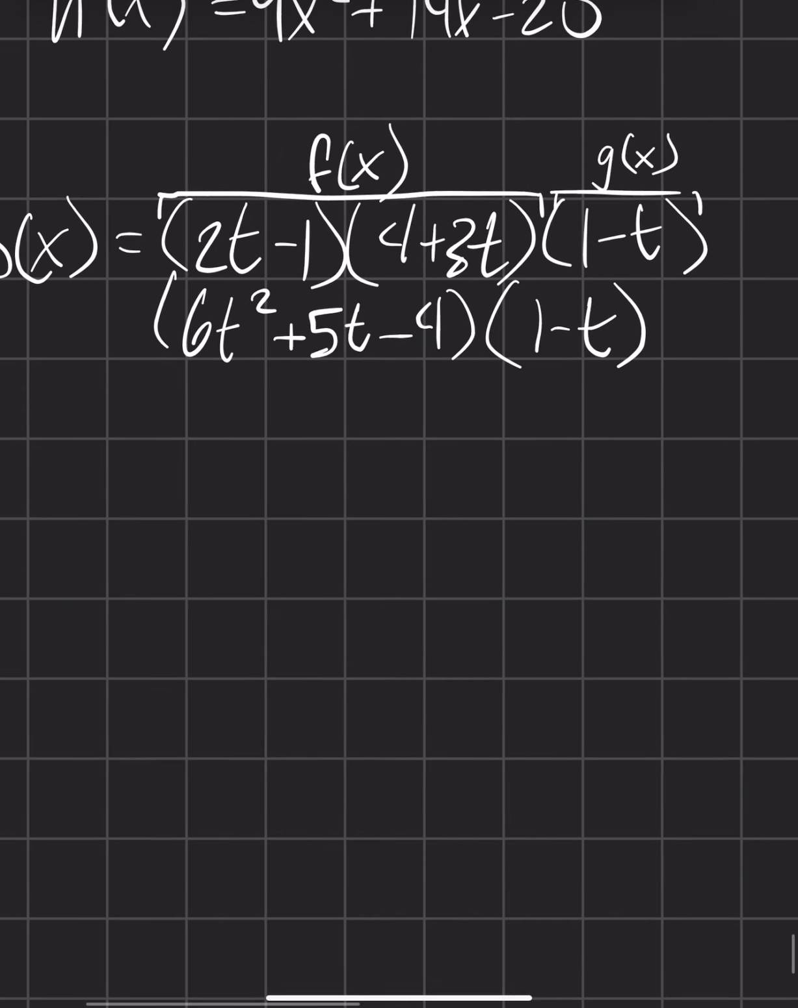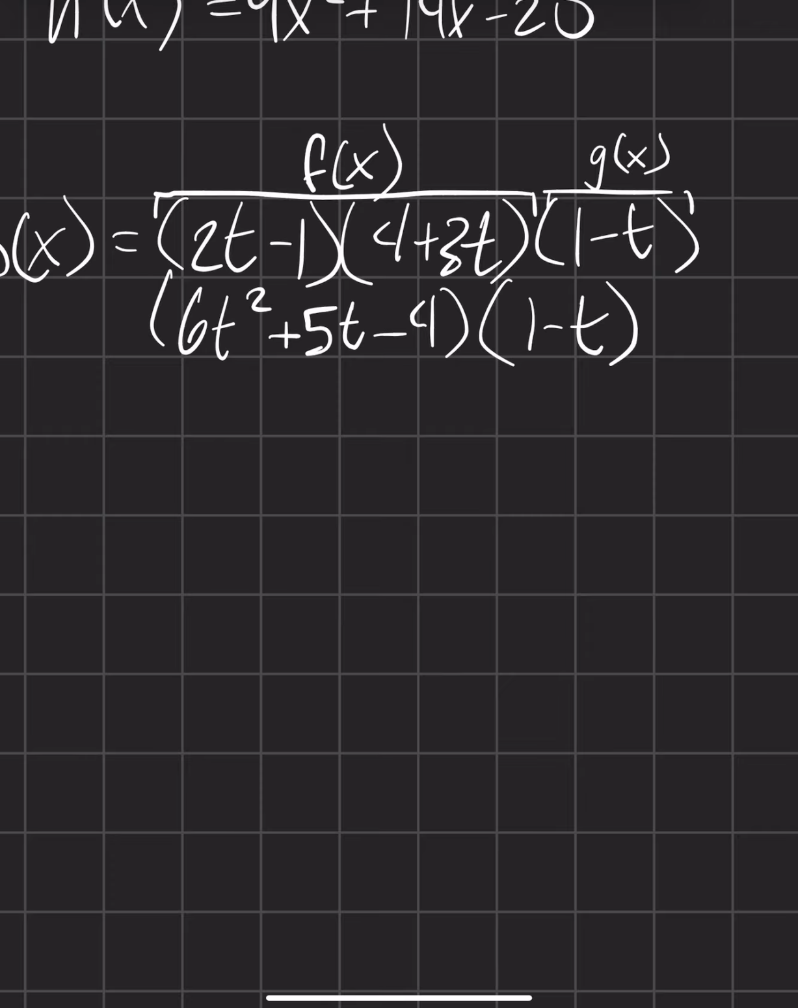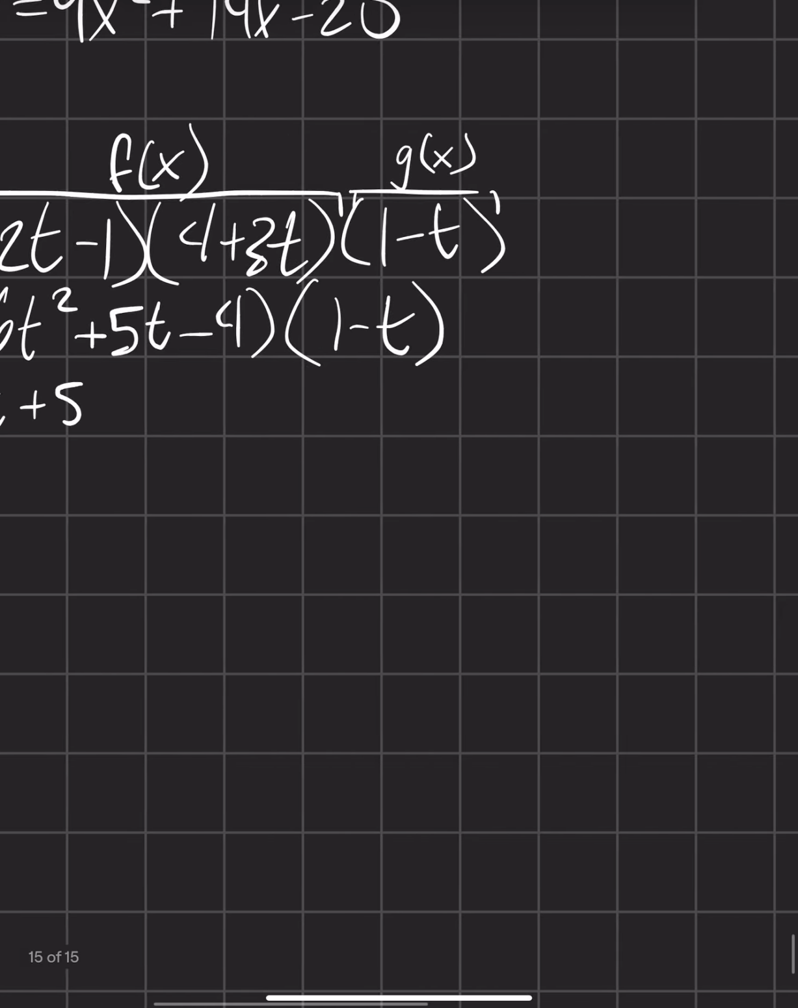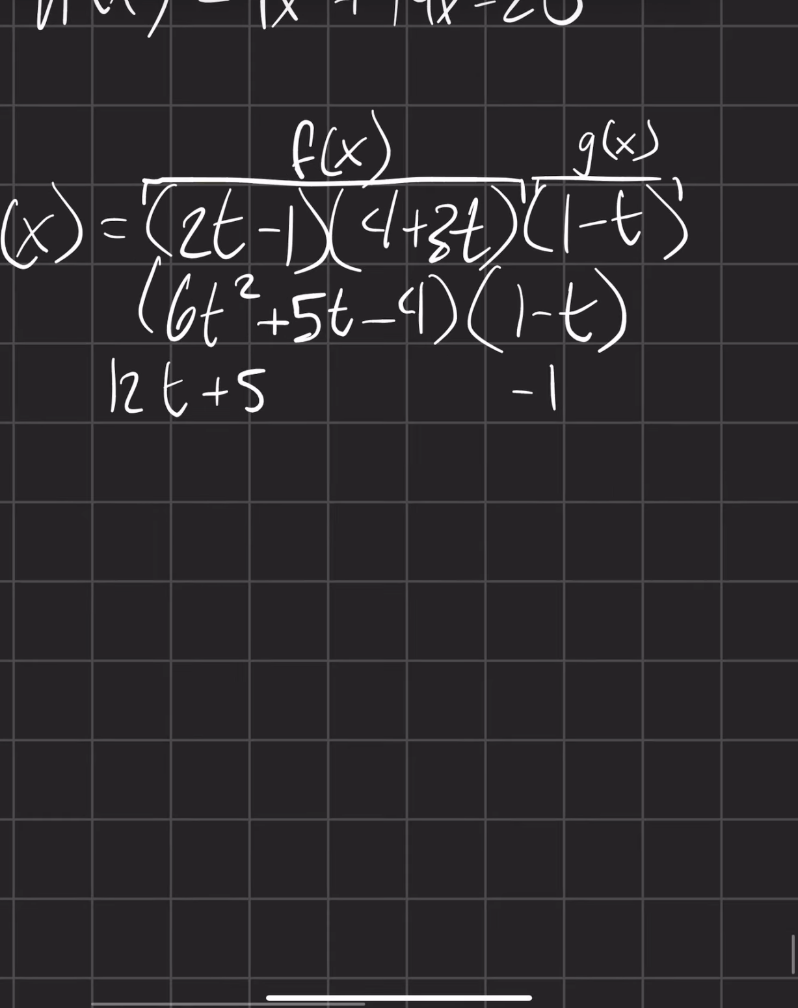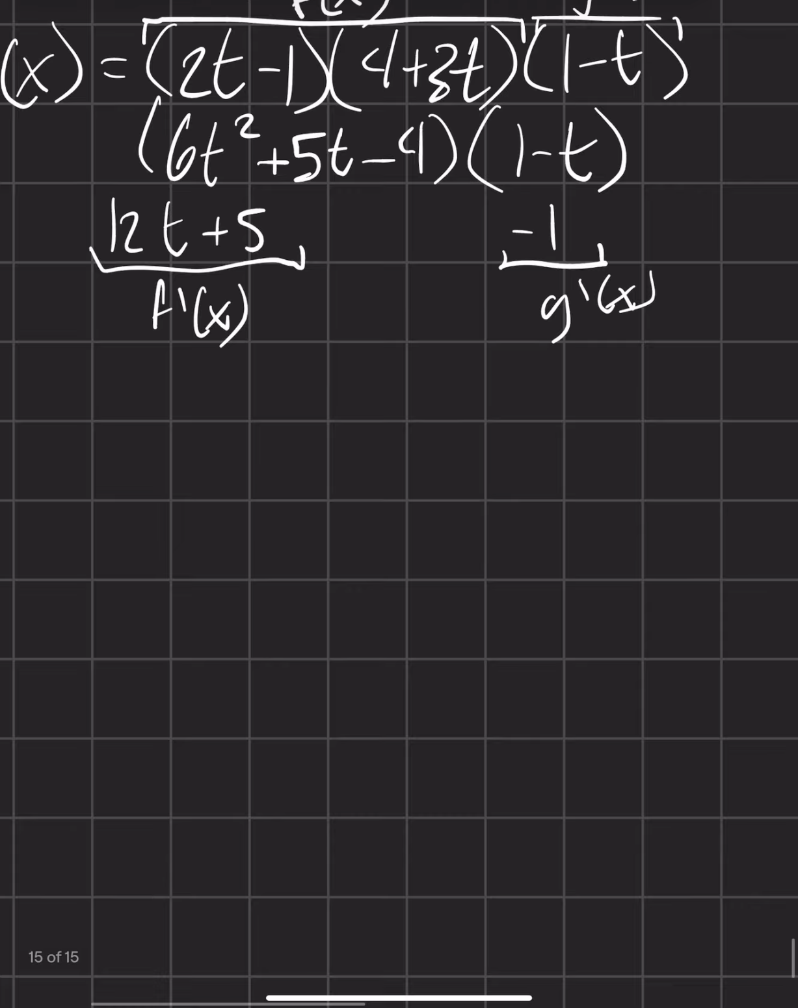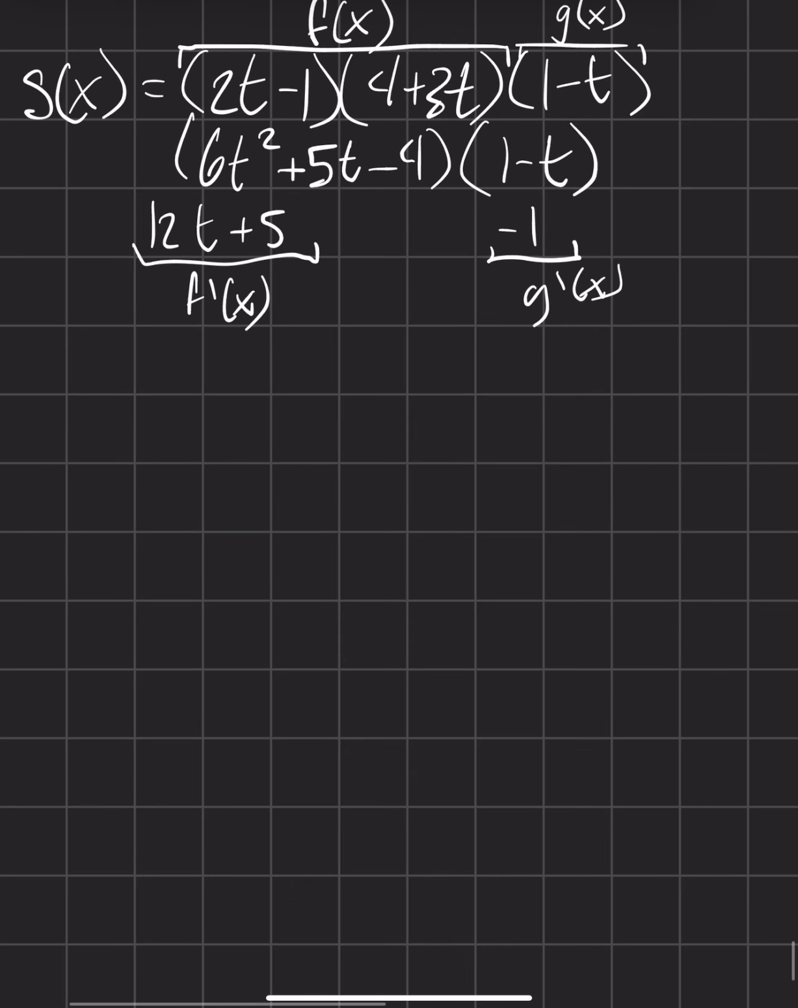So if we take the derivative of our first part here, we can say that this is 12t plus 5, and then we can say the derivative of this one is just negative 1. And if you remember, this is our f prime of x, and this is our g prime of x, and then we just apply our product rule.